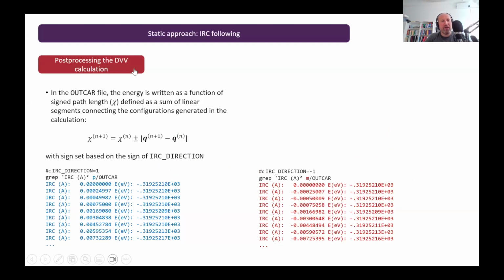Now, still about post-processing of the IRC calculation, some useful output is written in the OUTCAR file. In particular, what you can see here is the path taken in the calculation versus the potential energy for that point. This information can be easily accessed by simply grepping the string IRCA. Now I perform my calculations in two branches, one for positive, setting IRC direction +1, and the other for negative, setting -1. Normally I run this in two different subdirectories, in this case P and M. For users' convenience, we use the sign convention that when the IRC direction is set to a negative number, the path length is scaled by -1. So basically the negative path length taken is written.